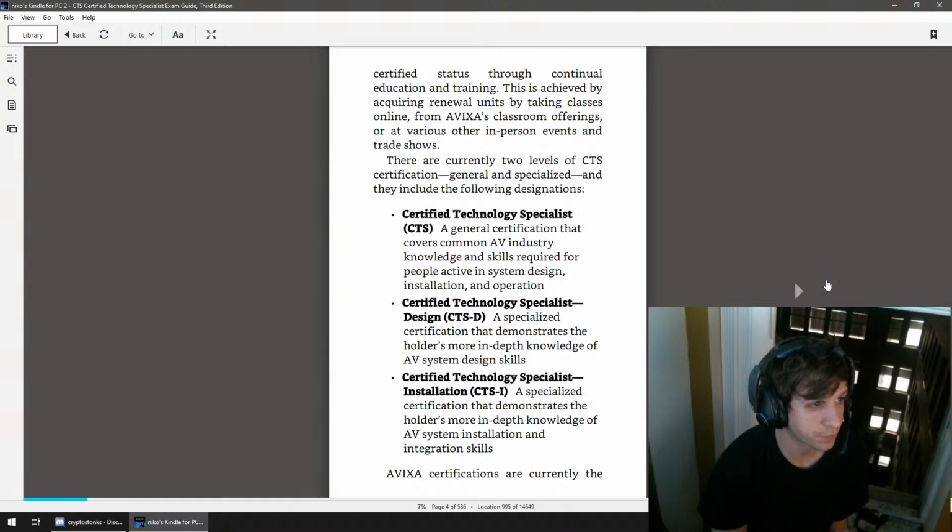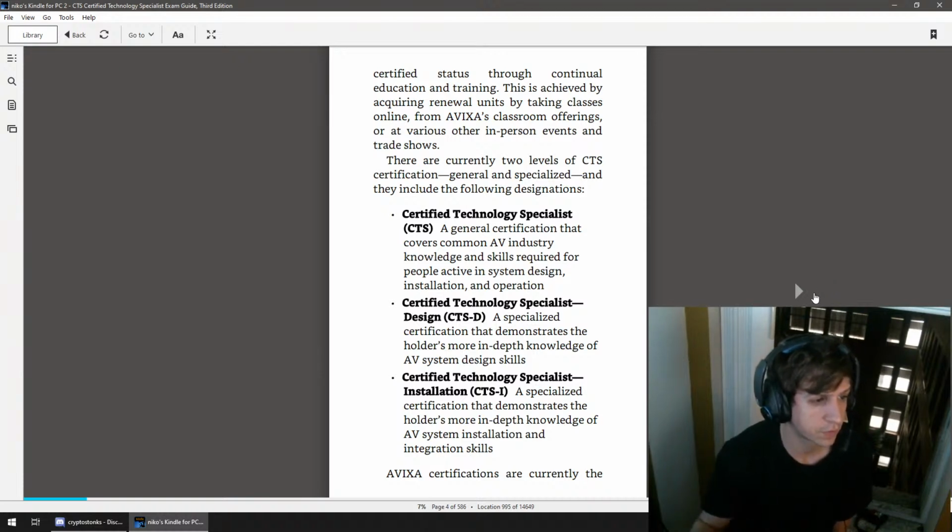There are currently 2 levels of CTS certification, general and specialized, and they include the following designations: Certified Technology Specialist, CTS, a general certification that covers common AV industry knowledge and skills required for people active in system design, installation, and operation. Certified Technology Specialist Design, CTSD, a specialized certification that demonstrates the holder's more in-depth knowledge of AV system design skills. Certified Technology Specialist Installation, a specialized certification that demonstrates the holder's more in-depth knowledge of AV system installation and integration skills.